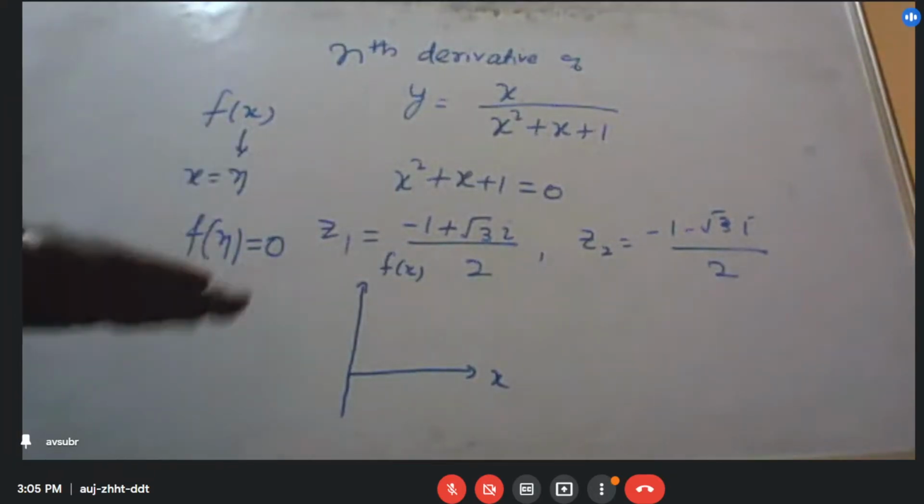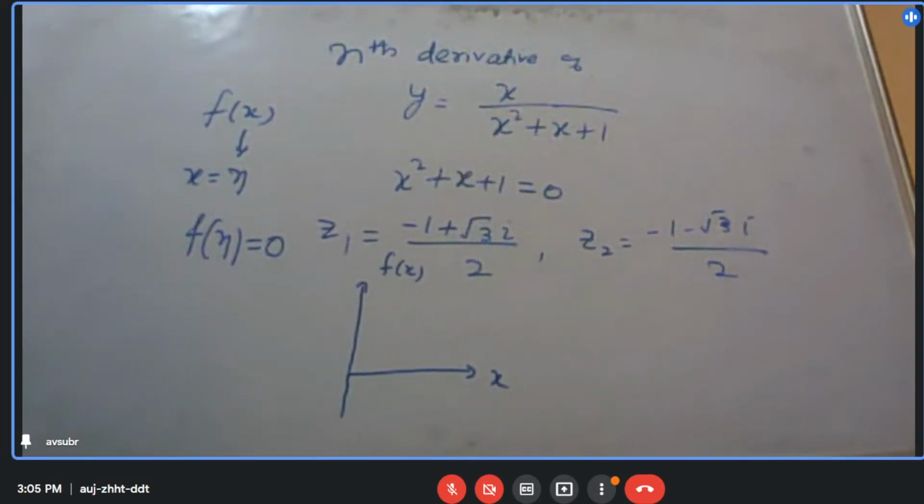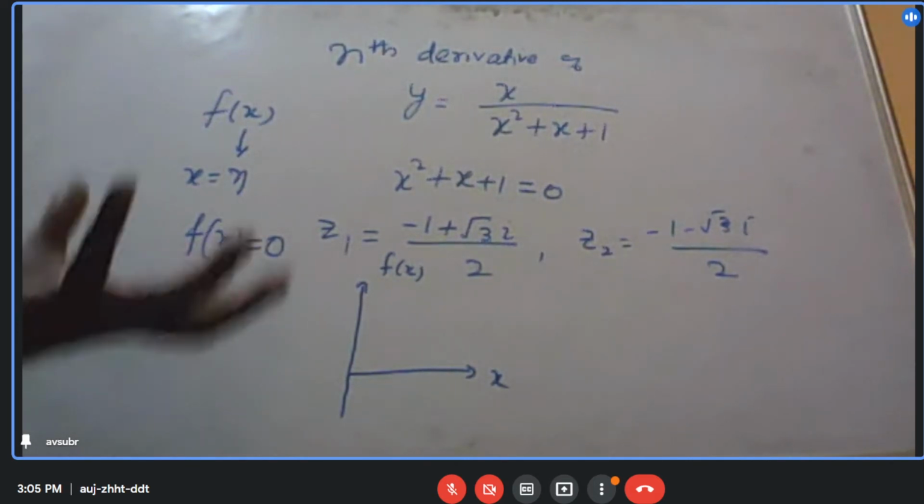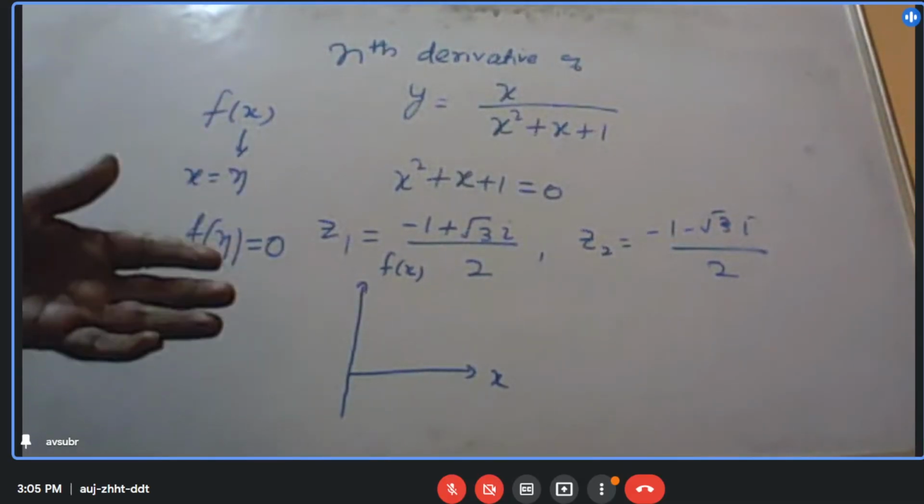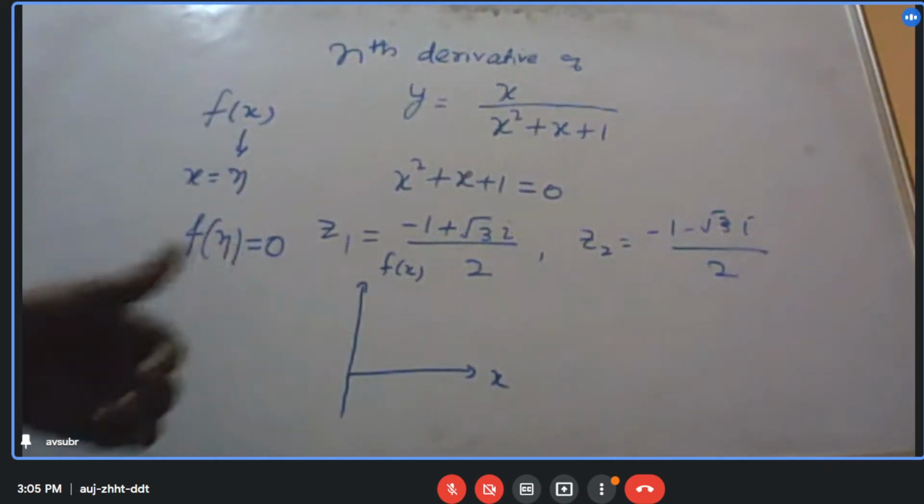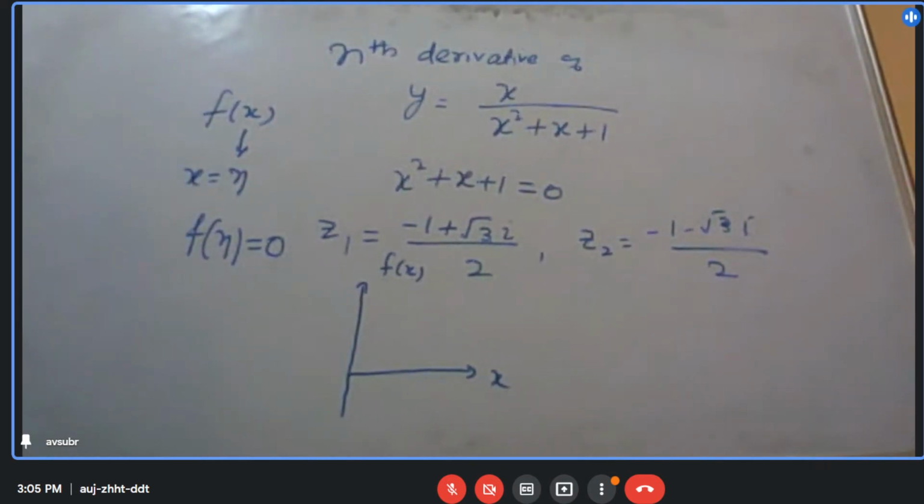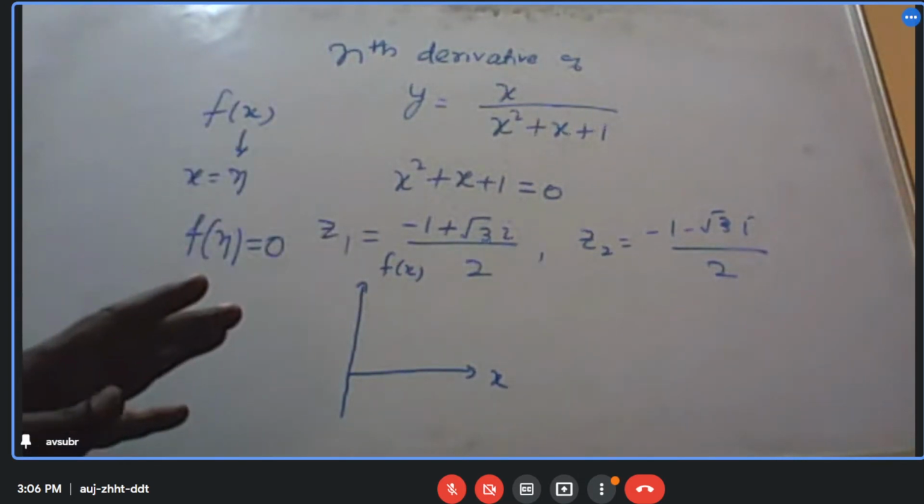We have to bring it in such a form which is familiar to us, for which we can carry out any derivative. That is the whole objective. We have to bring it in the form which we are conversant with, and whose derivative we know how to find out. So if we can do that, we can easily find out the nth derivative.